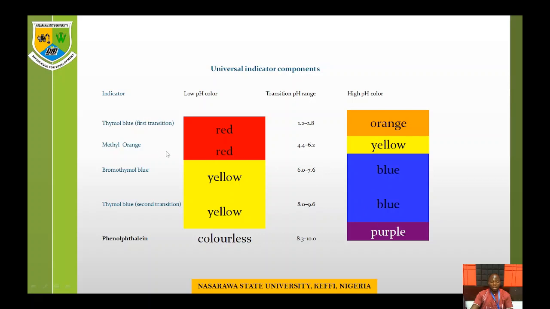Thymol blue and methyl orange give red colors at low pH. Then bromothymol blue and thymol blue in second transition give yellow, but phenolphthalein gives a colorless solution. Then in transition pH range, you have orange and yellow for thymol blue and methyl orange respectively. Then you have blue for bromothymol blue and thymol blue. Then you have purple for phenolphthalein.